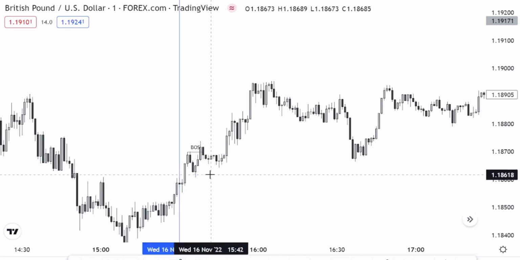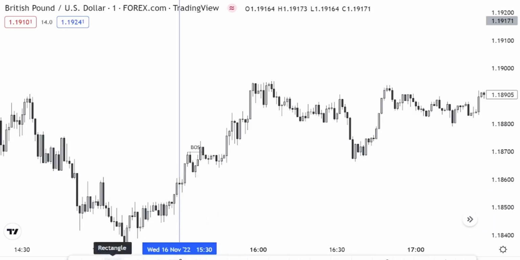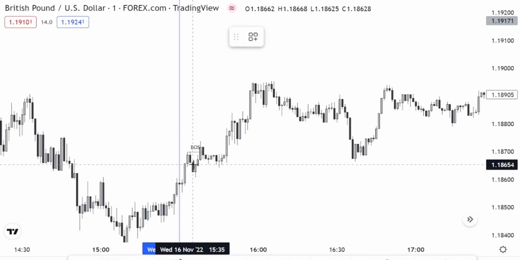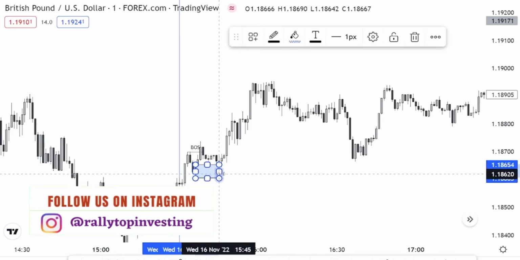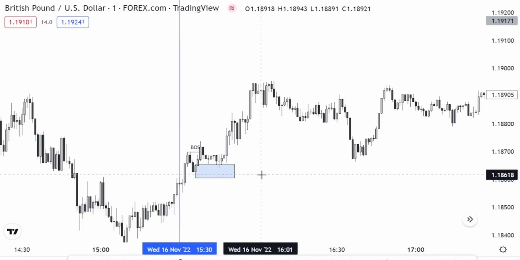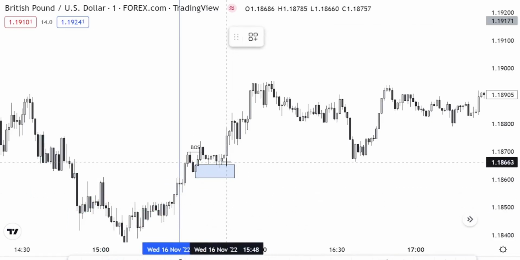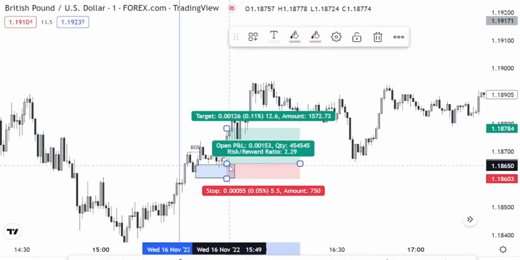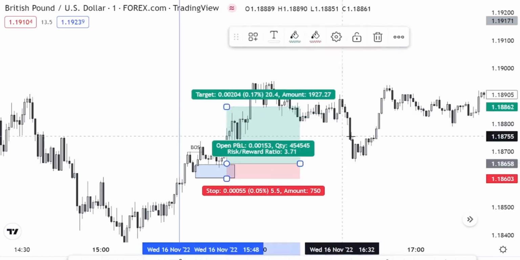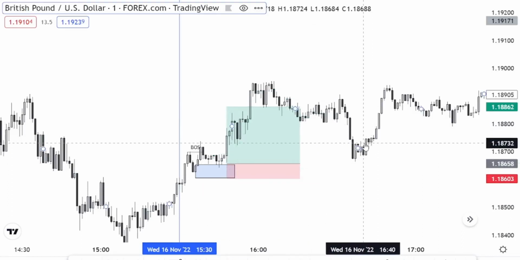Now the next thing is to look for your OB, and your OB is the middle candle of the 3 candle formation. So let's mark out our OB. This is your OB here. As you can see, price returned to it, and if we want to take this trade, this is the way we frame it, guys.